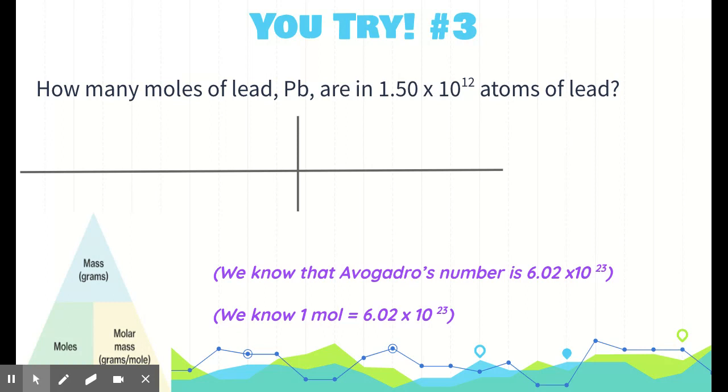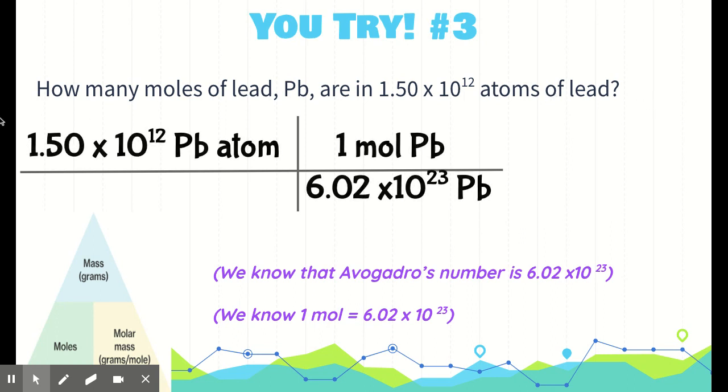So how many moles of lead, which the symbol for lead is Pb, are in 1.50 times 10 to the 12th atoms of lead? So when we start writing this out, we're going to have the value that we're given, which is this many atoms of lead. We know that atoms of lead has to come down to across here. This should say atoms right here, sorry. So we'll pull this unit down here.